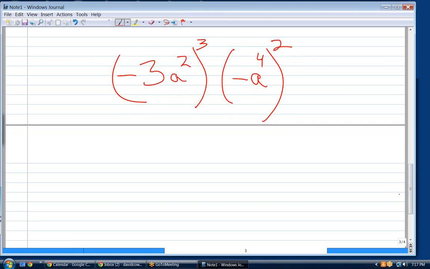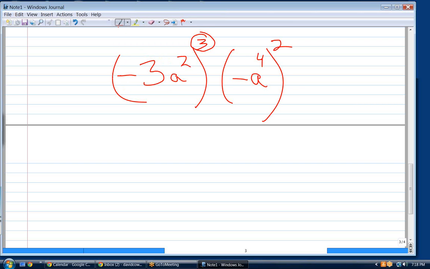So let's get back to this one. Let's do the exponentiation first in both problems: negative 3a to the 6th and negative a to the 8th. This 3 is operating not only on the a squared, but also on this negative 3, because it's all in parentheses.